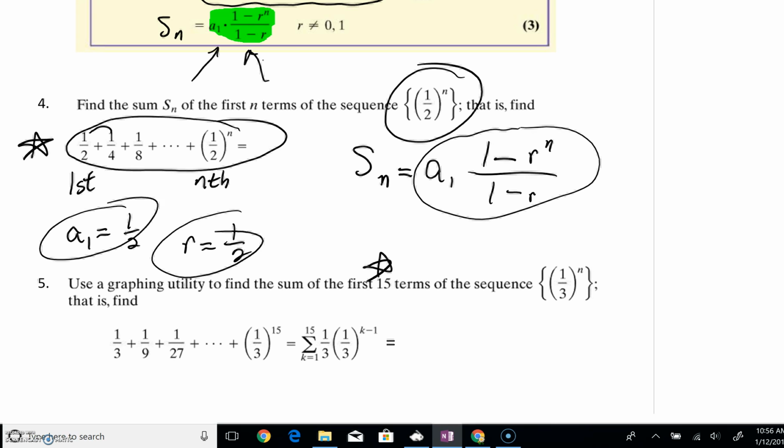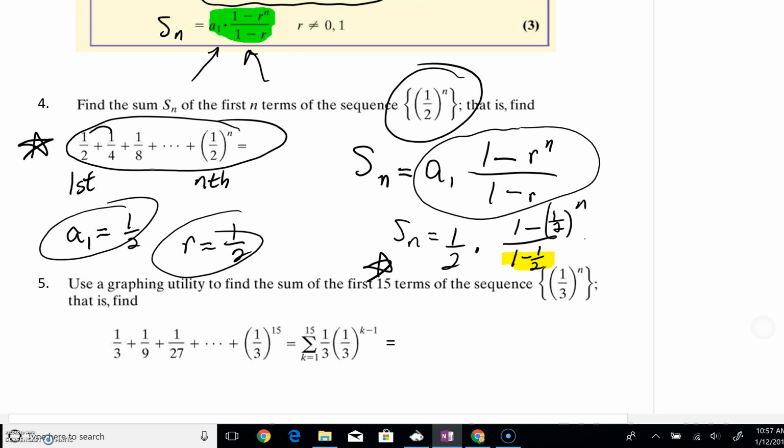We can now find what the sum of adding up n terms will be. S sub n is going to be 1/2, and then we'll have 1 minus 1/2 to the n, and down below we'll have 1 minus 1/2. Now, of course, the very first thing I'm going to look at is this down here, that 1 minus 1/2 is actually 1/2 in and of itself.